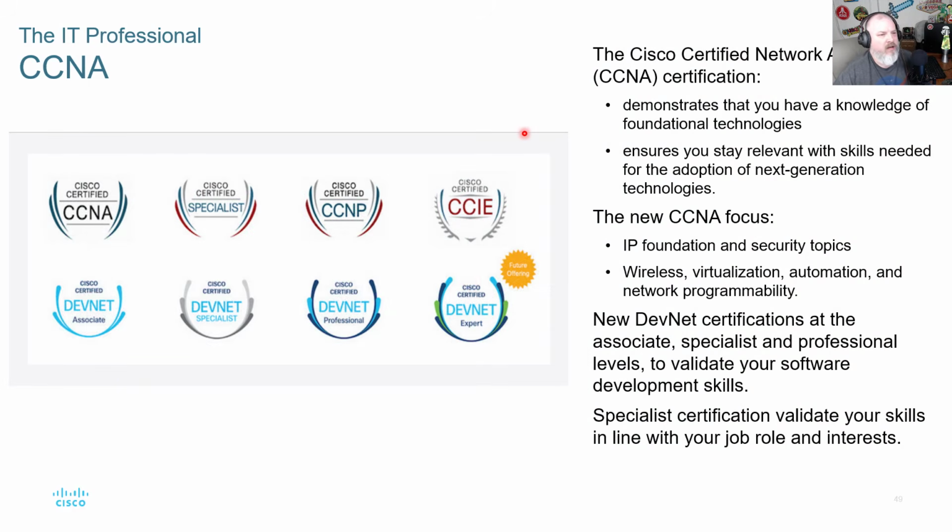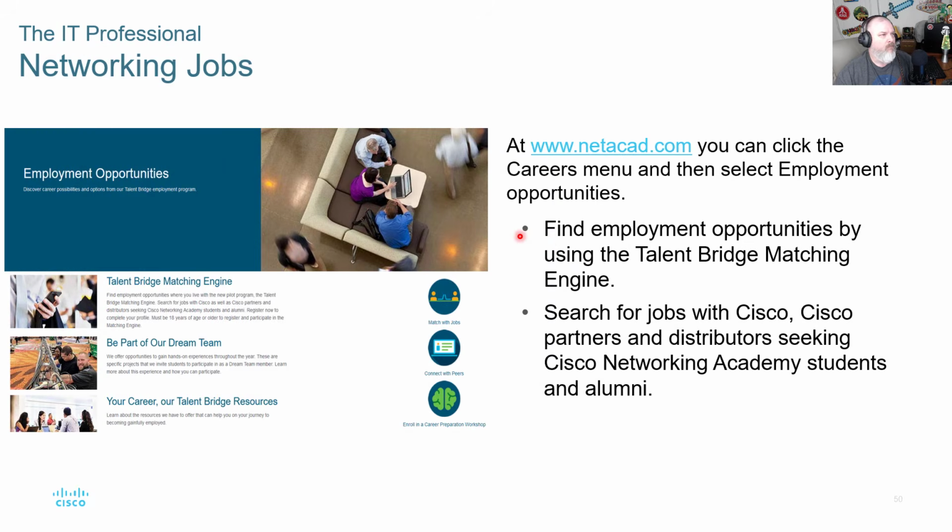Now, the last thing we want to look at here is the IT professional. You have the CCNA, which is probably what you're working towards, but then you have different tracks with Cisco. You have the CCNP, the CCIEs, and there's a lot of different areas in the CCIE, and then you have DevNet. You have the Associate, Specialist, Professional, and Expert. Get with your instructor for this course to talk more about certifications, or you can go to the Cisco website for that as well. You also want to check out networking jobs.